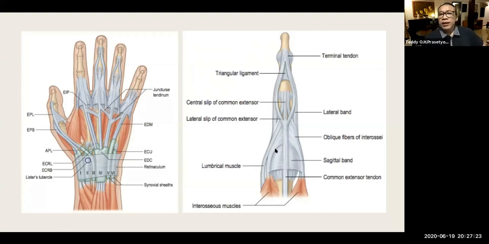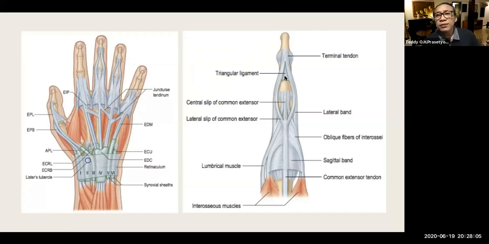Then again, at the MP joint level, we have the sagittal band, all right? We will see other parts of the structure later on, but from this dorsal view, it's good to know this is the sagittal band that keeps the central slip, the main extensor tendon, in position, because it is held by the 2 sides of the sagittal band. Then this central slip is connected with the volar plate on the volar side as the floor of the MP joint. All right.